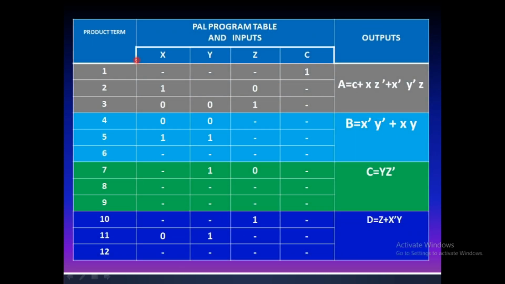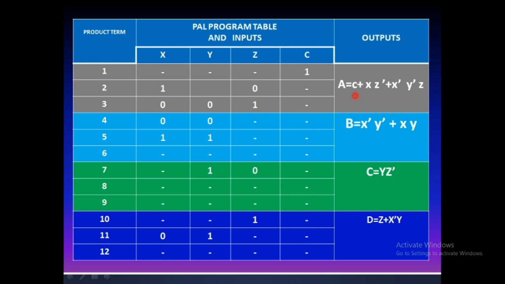Finally, I have to plot a PAL program table, which consists of my product terms, my inputs, and finally my outputs. Outputs we very well know: we have the four functions A, B, C, D that were given, and we have the expression for each function. So how do we plot? This is quite simple. We have product terms in case of our function A.